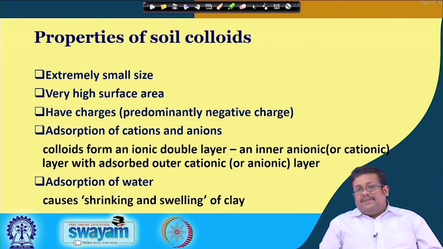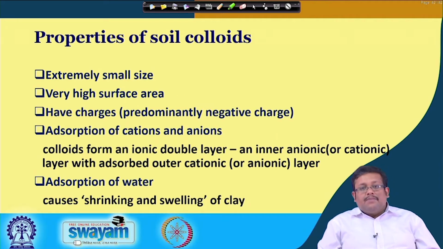Adsorption is a surface phenomenon as compared to absorption. In adsorption, cations and anions are attached to the surface of these colloids. Colloids form an ionic double layer, which we will learn about later. Basically, the ionic double layer consists of an inner anionic or cationic layer with an adsorbed outer cationic or anionic layer. We'll discuss that later on.